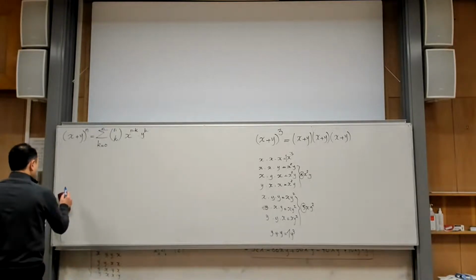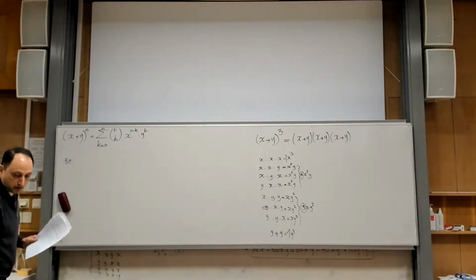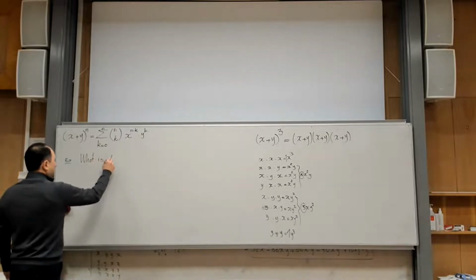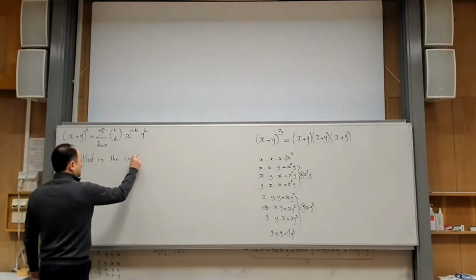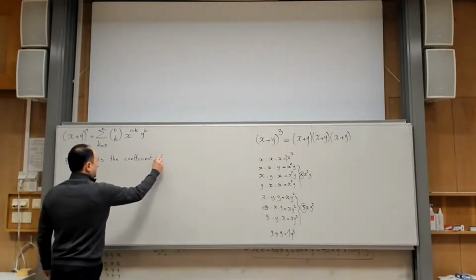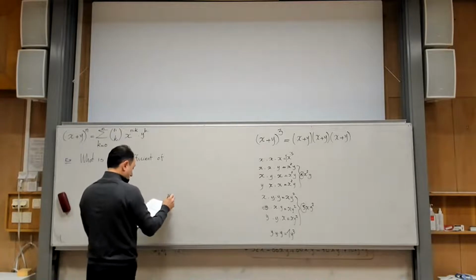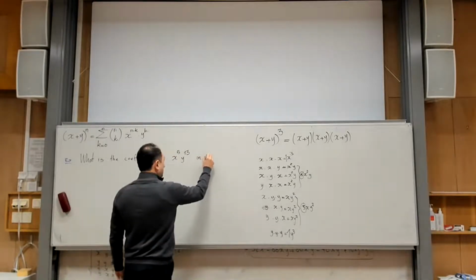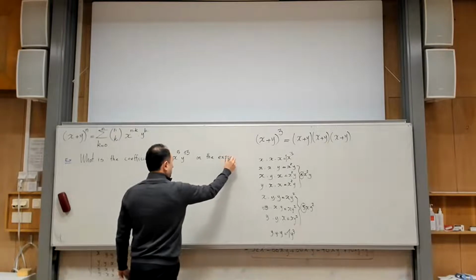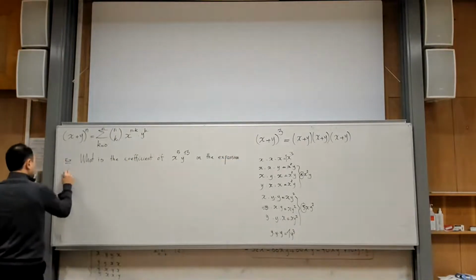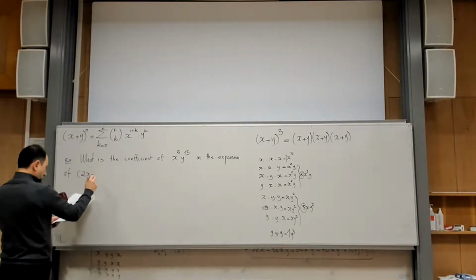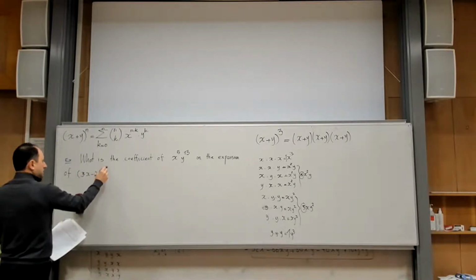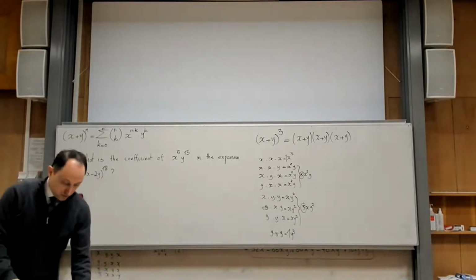Okay, let me ask you this question. Example. These types of examples are important to know. What is the coefficient of x^5 y^13 in the expansion of (3x − 2y)^18? These types of questions you need to know very well.